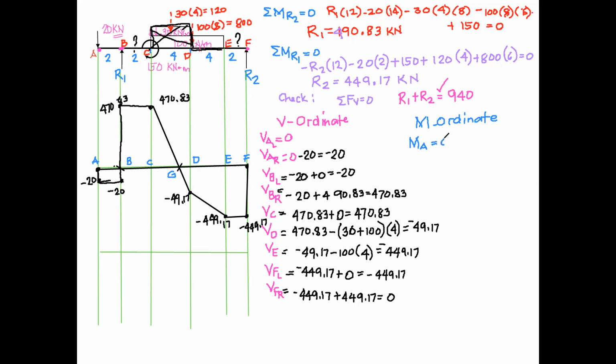Of course, we start with 0. Moment at B, please. Anybody, moment at B? Moment at B is moment at A, which is 0, plus this is a negative area, so minus 20 times 2 is negative 40. Medyo malapit na ako. Moment at C, please.